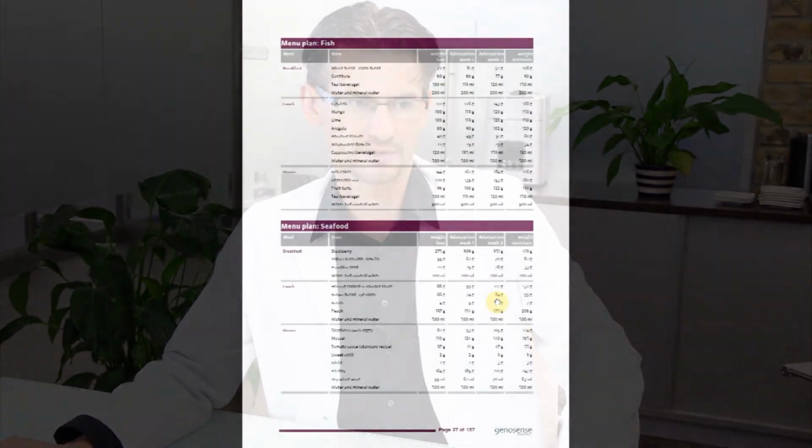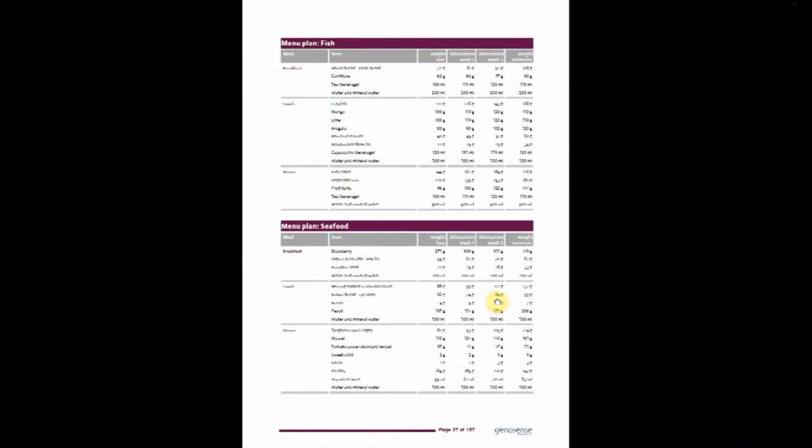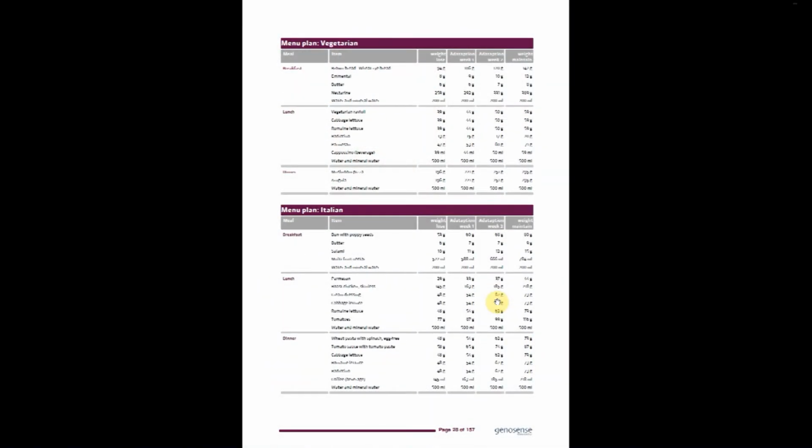You have several other menus, some for seafood, some for fish and so on. So this is probably a very easy way of planning your nutrition. The problem is that you are less flexible because you really have to follow one of these, and you can't mix and match things. So if you're interested in an easy program, this is the way to go.